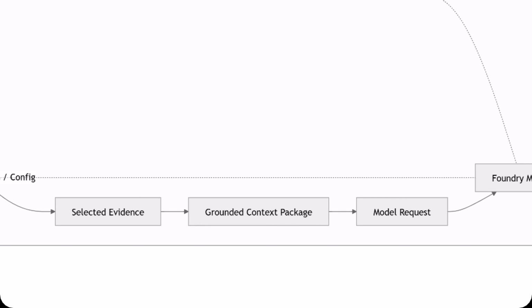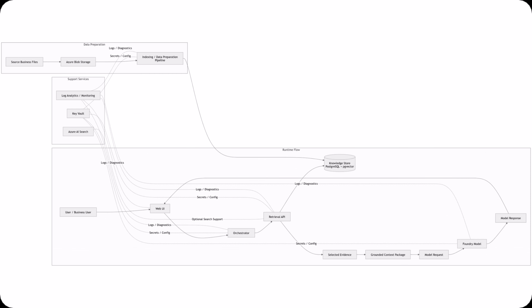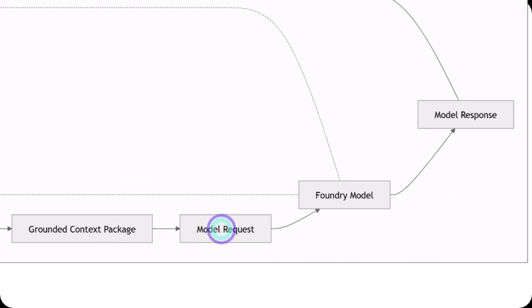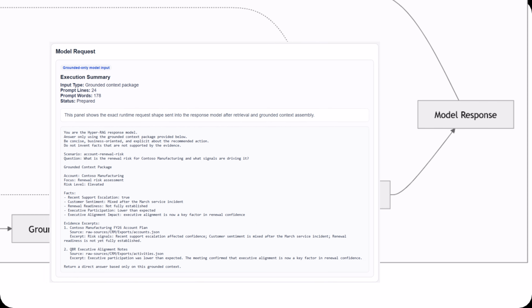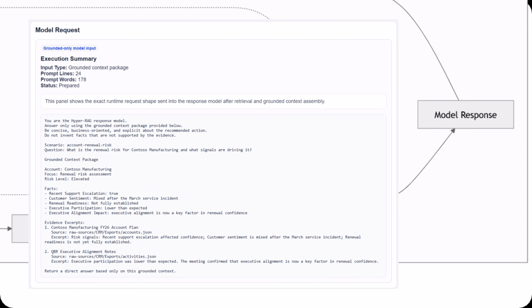After that, the orchestrator generates the exact model request. In that request, the model is clearly instructed to answer only on the basis of the grounded context package, to stay concise, business-oriented and clear, and not to invent facts that are not supported by the evidence layer. That request is an important part of the demo because it shows that the model is not being allowed to operate without control.